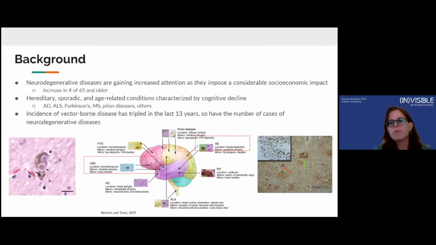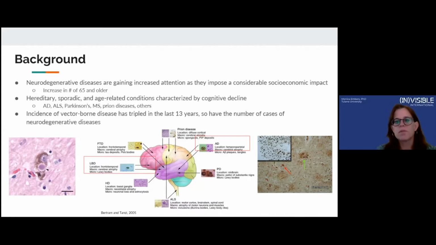So, in terms of background, neurodegenerative diseases are gaining increased attention as they impose a considerable socioeconomic impact. According to the new census data, the nation's 65 and older population has grown rapidly since 2010, driven, of course, by the aging baby boomers. The 65 and older population actually grew by over a third during the past decade. So because we're living longer, we're also seeing a sharp rise in the number of people living with neurodegenerative diseases.